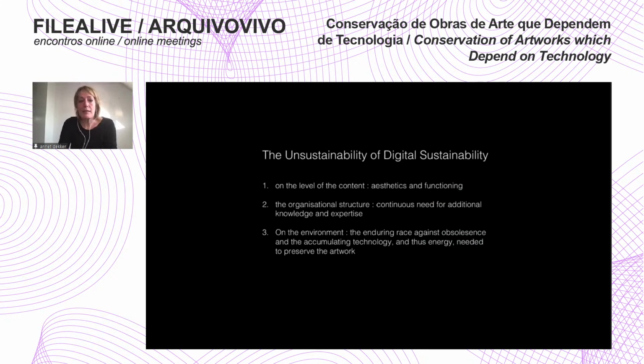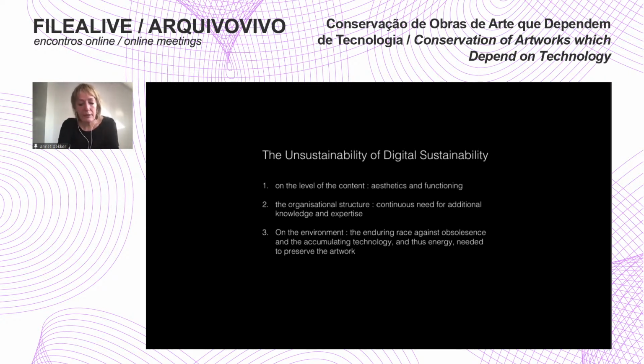Now, this is unsustainable, I would say, on the level of the content. With every upgrade, migration, fertilization, or emulation, form and content may change. Moreover, the media environment in which these projects exist further changes their aesthetic functioning. It's also unsustainable on the type of the organizational structure. New knowledge and expertise are required to guide and solve the next technical challenge. And thirdly, on the environment.